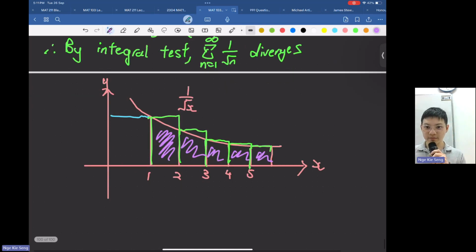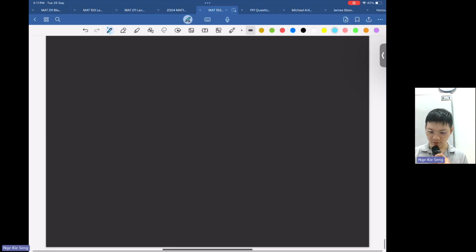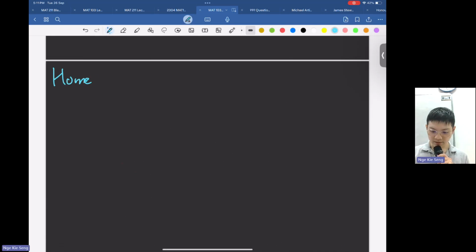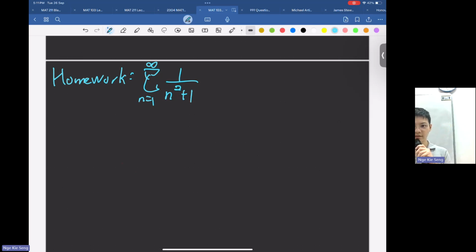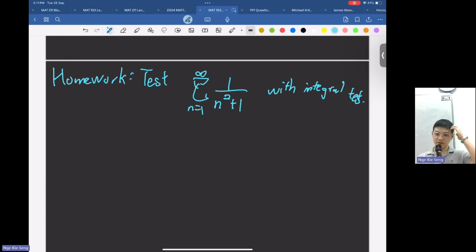So how about I keep the one for exercise. I keep one question for homework. The homework is about this series here: the sum of 1 over n squared plus 1. Try to use the integral test on this, and I will provide the solution. There's a remark under the test which I will provide later. You can read about it, or I'll make it a question next time.